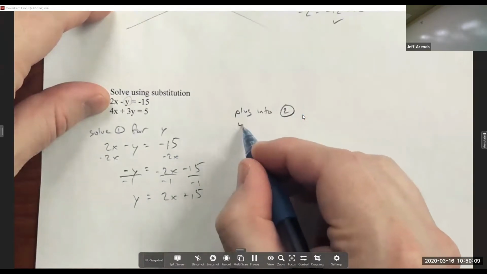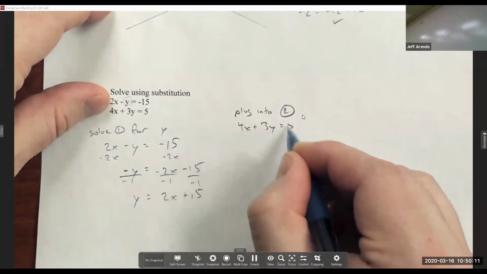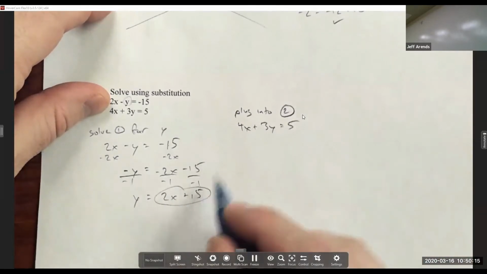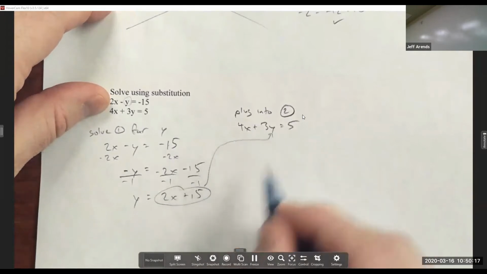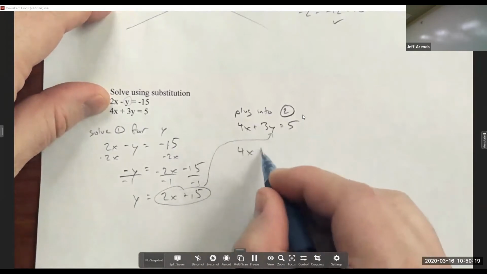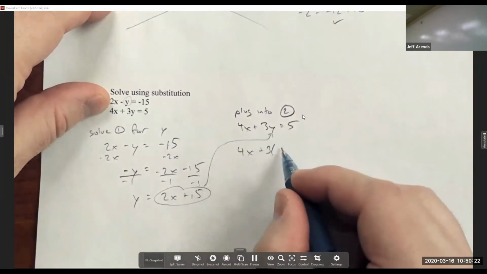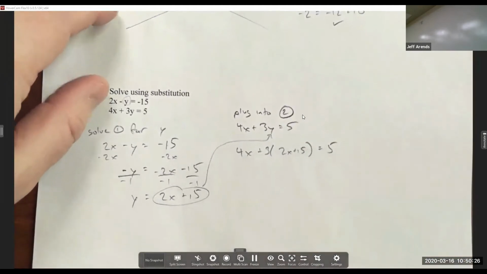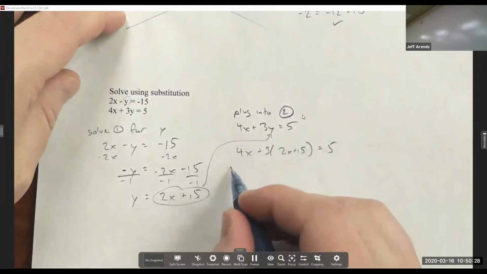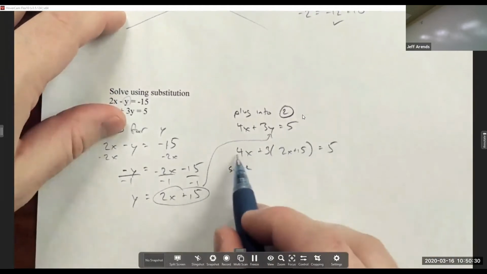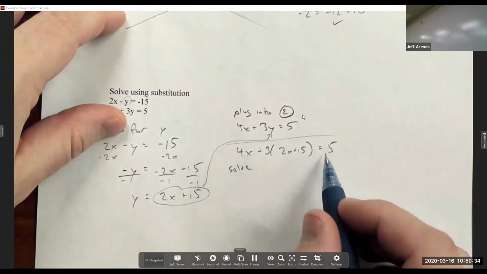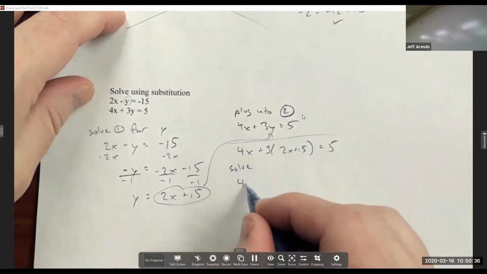So the second equation says 4x plus 3y equals 5. This is telling me the value of y, so that thing needs to be plugged in to y. So I get 4x plus 3 times (2x plus 15) equals 5. And I need to solve this because, again, we're in a situation where we have only one variable, so we can figure out what that variable is forced to be.